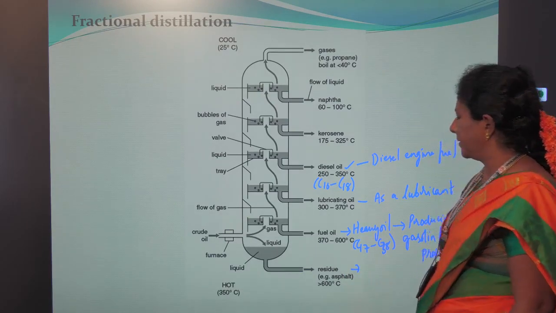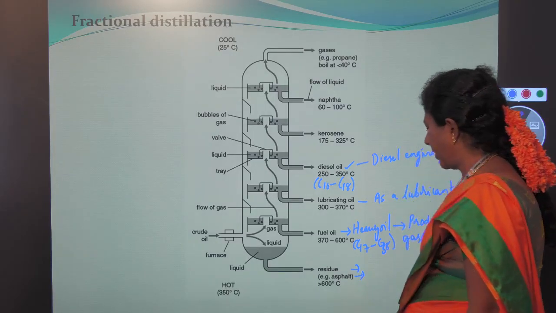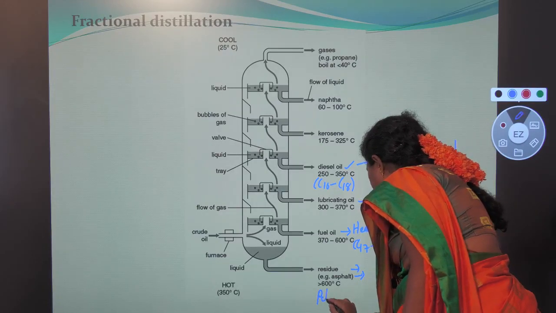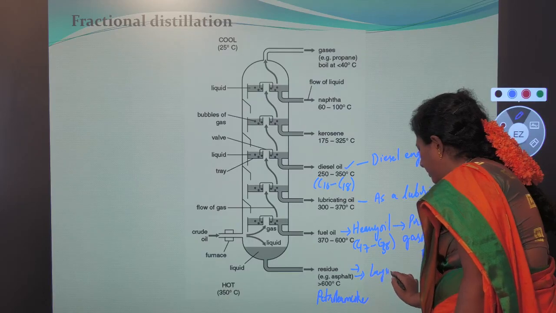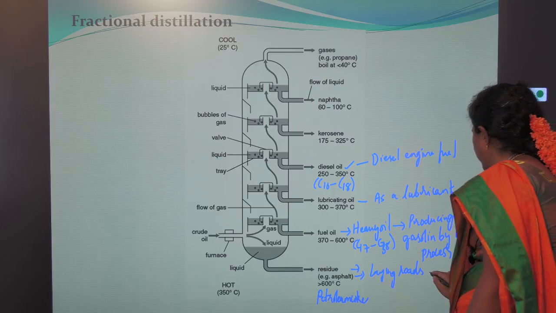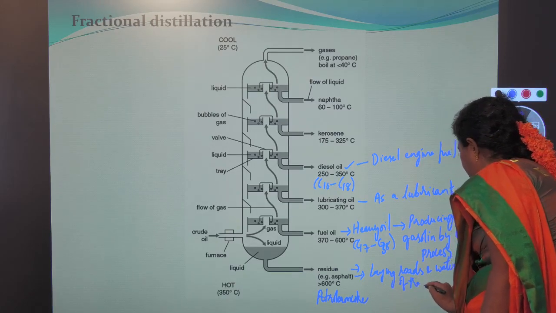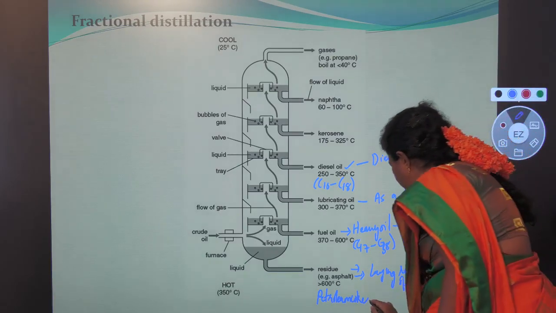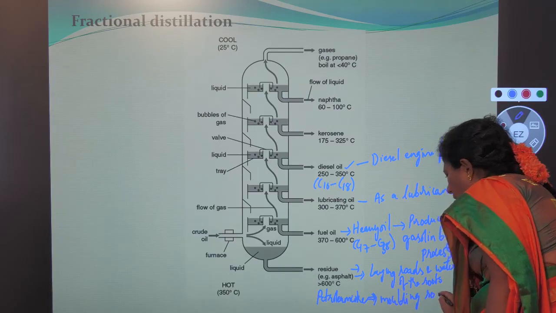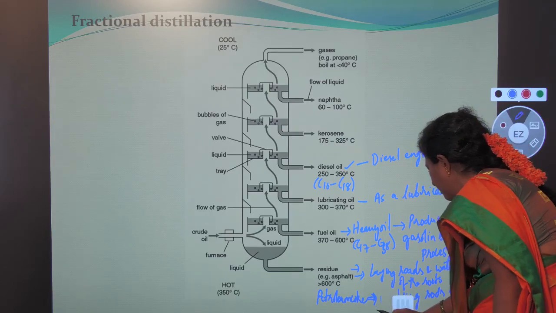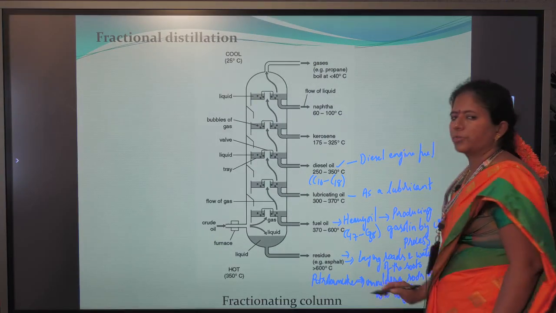And the last fraction we are collecting, we call it as residue, which is obtained at a temperature above 400 degrees centigrade. So here we will be getting asphalt and petroleum coke. Asphalt is used for laying roads and can be used as waterproofing of the roofs of houses, and this petroleum coke is used for molding rods of arc light. And it can also be used as a fuel.